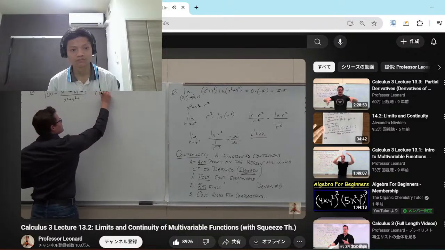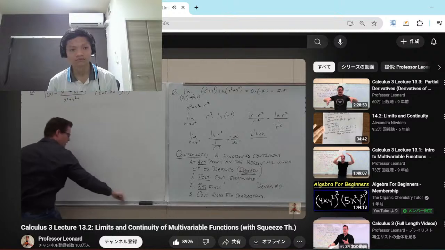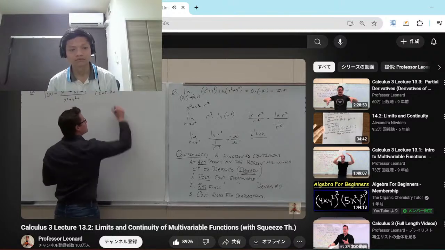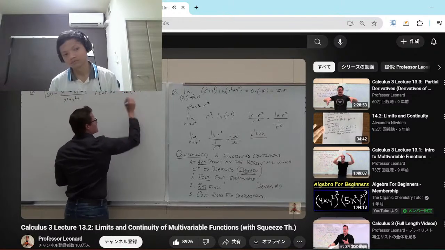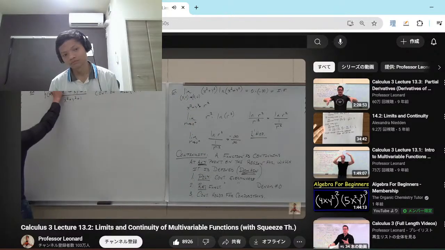So this would be continuous, let's put it this way, on all points. Continuous on all ordered pairs x, y, for f of x, y. Oh, yeah, I'm sorry. Thanks for that.